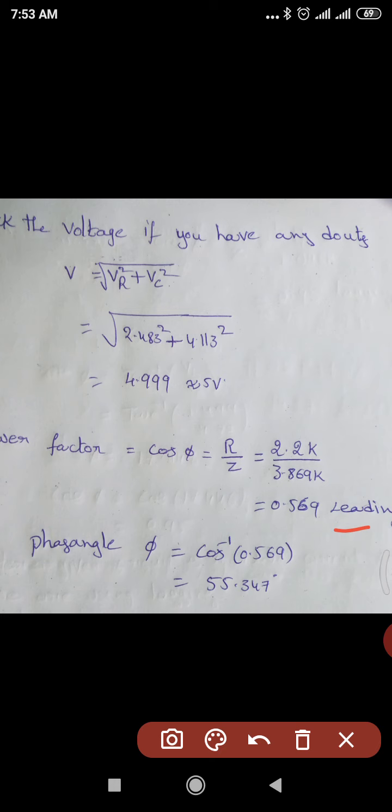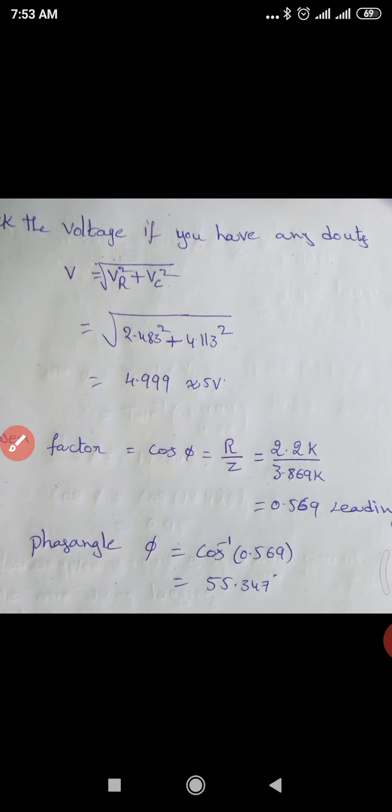Suppose in the given problem they ask to find the phase angle, then how can we find the phase angle? Phi is equal to cos inverse of 0.569. We get 55.349. This is nothing but the phase angle. So in this way we can calculate the problems for an RC circuit.